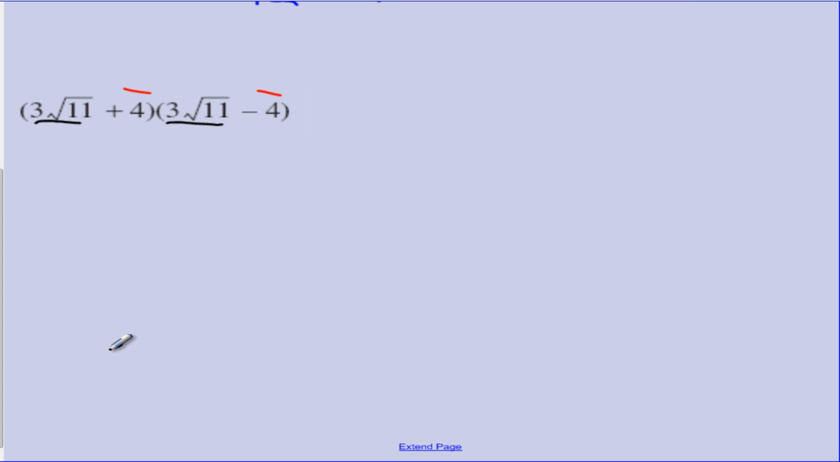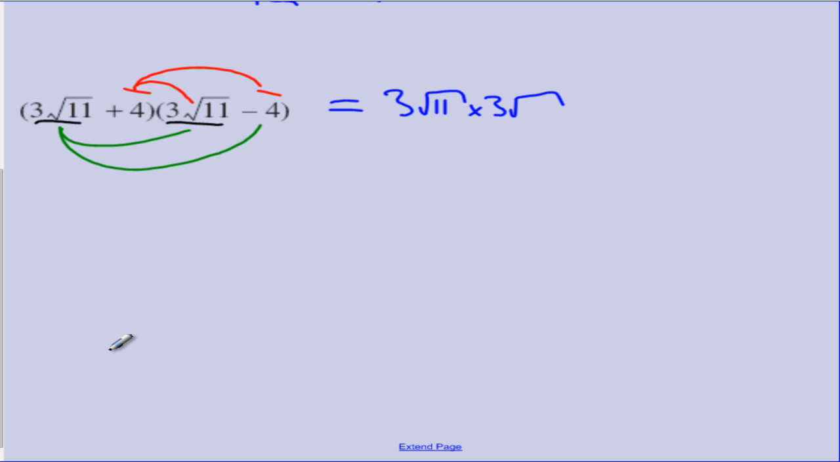Okay, now we have first by first and first by second. And we have second by first and second by second. We need to make sure that we multiply along each of those lines. Okay, 3 root 11 multiplied by 3 root 11. That is our first one. 3 root 11 multiplied by negative 4.